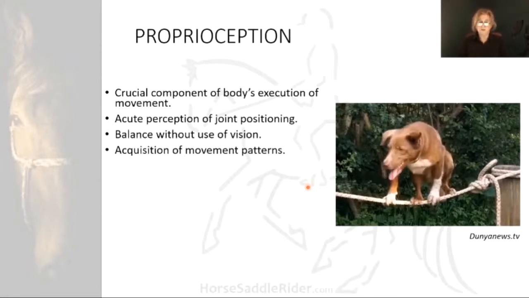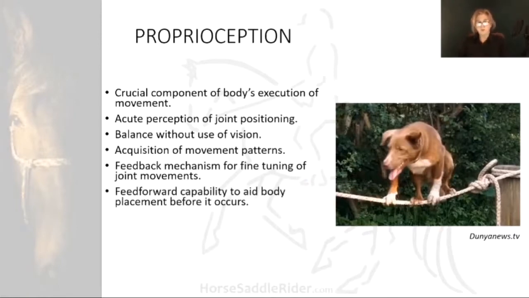It's an acquisition of movement patterns. So it has to be learned. Think of the baby on the horse, and babies generally, they have to learn how to crawl, how to walk, how to run. And it has a feedback mechanism for fine tuning of joint movements, and a feed forward capability to aid body placement before it occurs. In a nutshell, it's effective coordination, as in controlled voluntary motion.